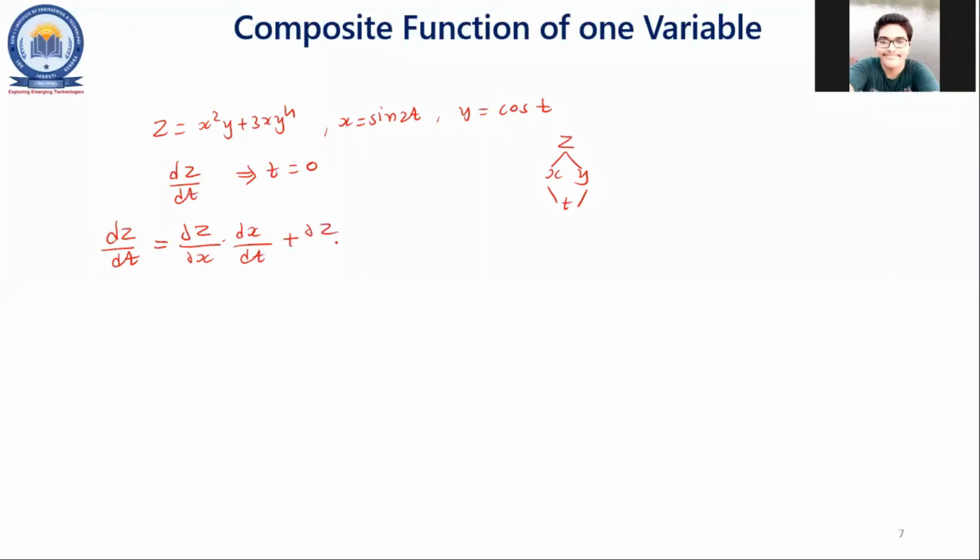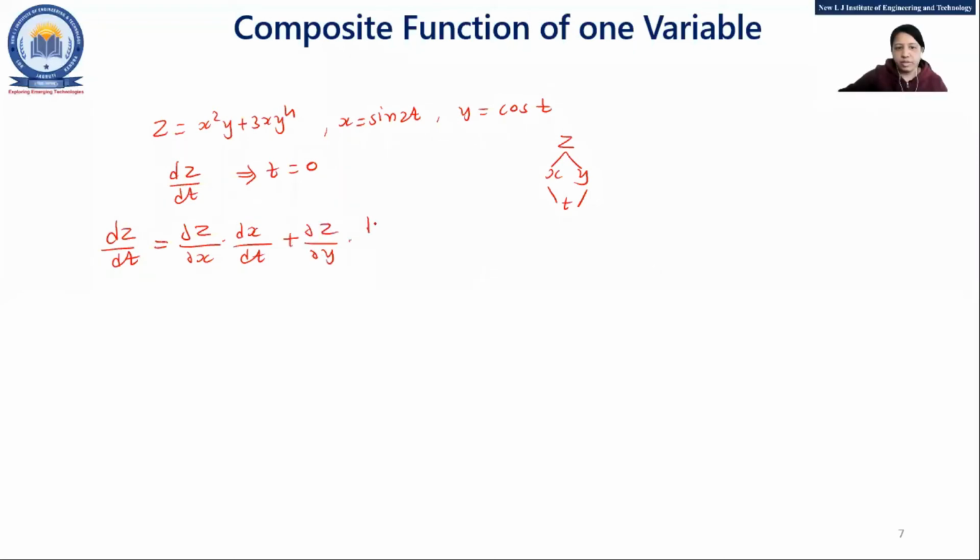Okay, del z by del y into dy by dt. Okay. Do this calculation quickly. This del z by del x into dx by dt. Simple one, right? This is a simple concept. Just you have to do the partial derivatives. Okay. So just note down this example. Do it before the next lecture and we'll cross check the answer at that time. Okay. This is the simple one. No need to go into that much detail.